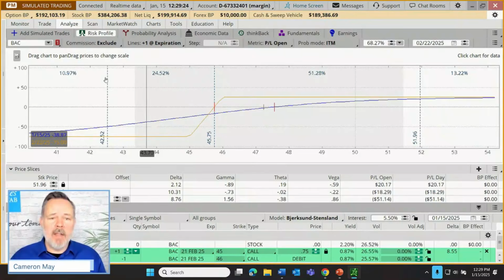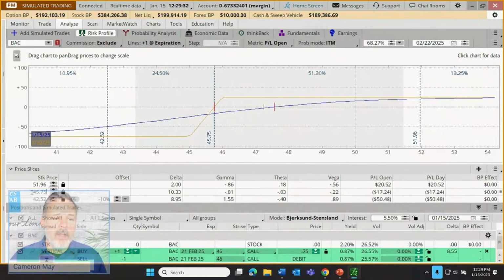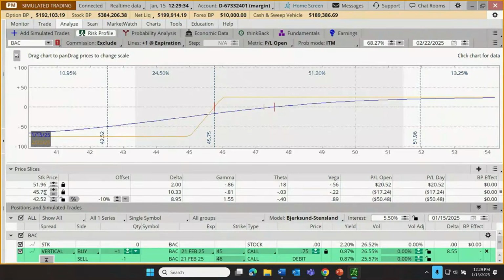And if I want to see the likelihood here, I could look at these numbers and combine those. If I want to see the likelihood of maximum loss on this trade, I could just change this here. Let's just take off the 75 cents. Likelihood of maximum loss, about 11 plus 17, 28%.